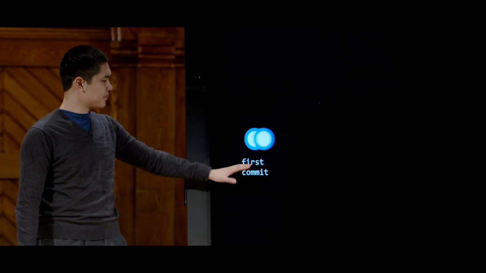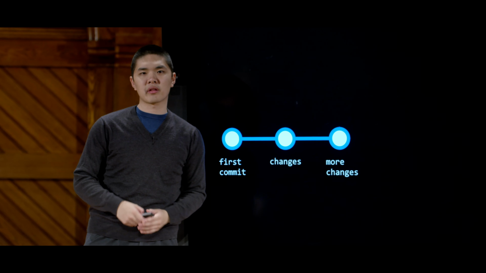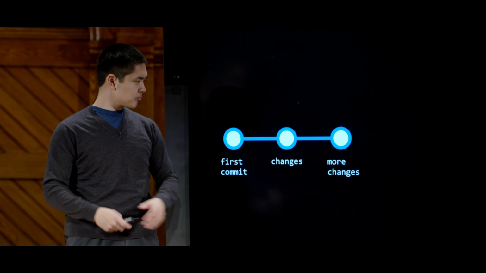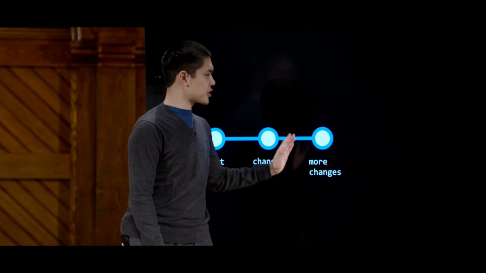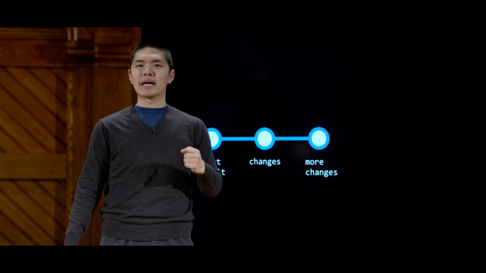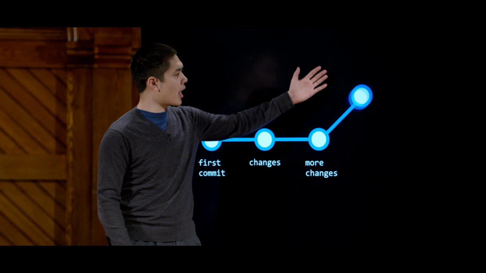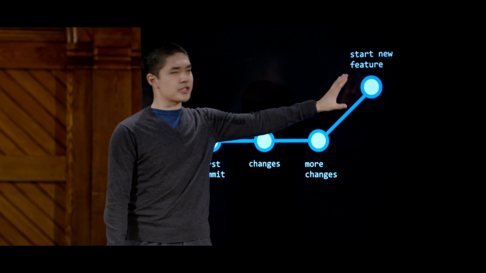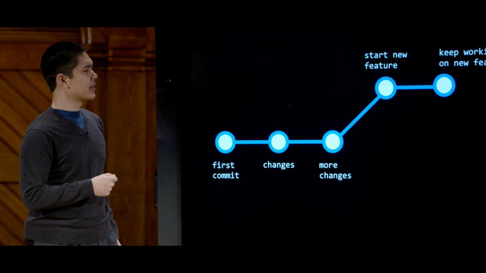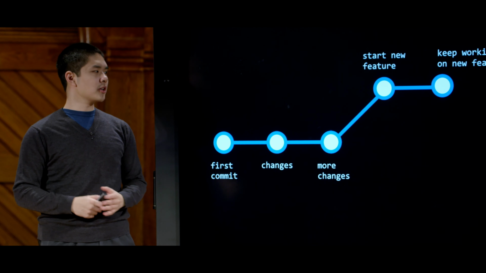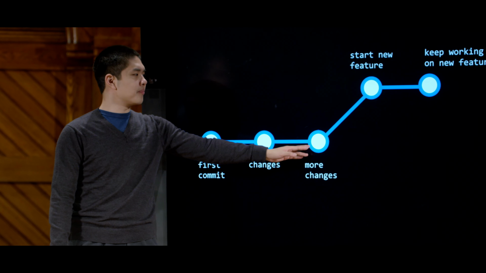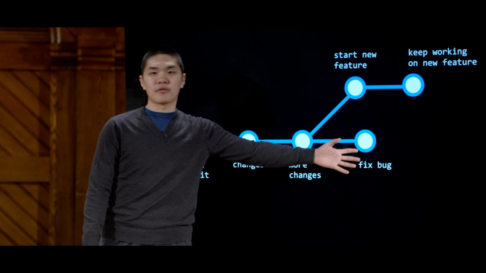You make your first commit, you start to make changes, you make more changes, and when you decide that you'd like to start working on a new feature, for example, rather than keep making changes one after another on this same branch, so to speak, I can create a new branch. I can branch off and say, you know what? Let's create a new branch and start working on a new feature there, and then keep working on that new feature there. And if I realize later on down the road that, you know what, there was a bug way back at this commit, then I can go back to this commit and create a new branch where I go ahead and fix that bug.